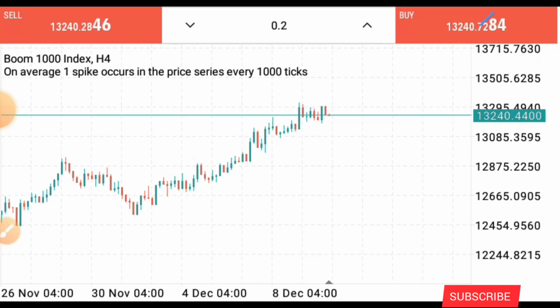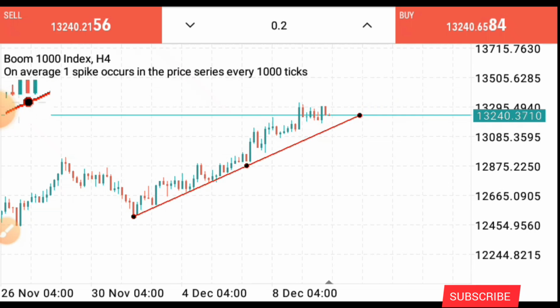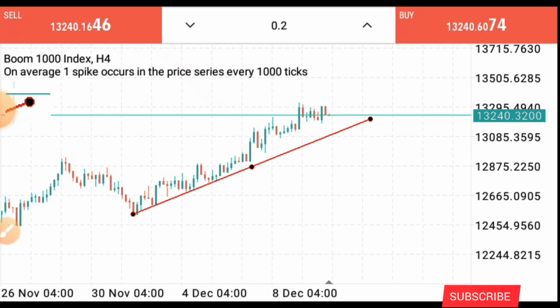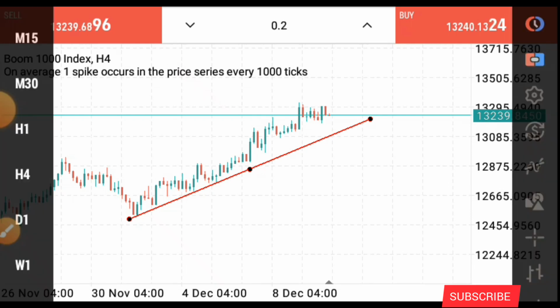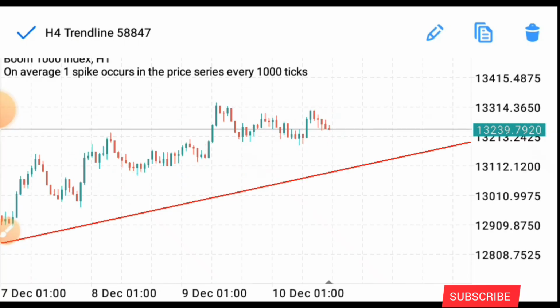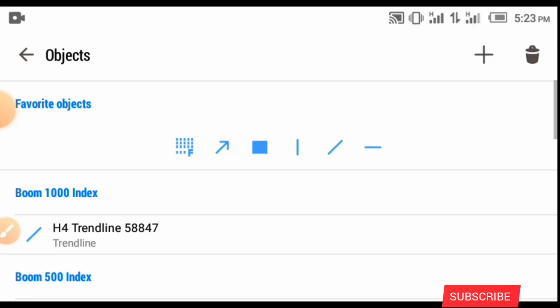Here on the 4-hour time frame, I can see that the market is in an uptrend currently. The current trend of the market is an uptrend. So after identifying the trend, I will move to the lower time frame, which is the 1-hour time frame. Here on the 4-hour time frame, I'll try to mark out the support and resistance zone.